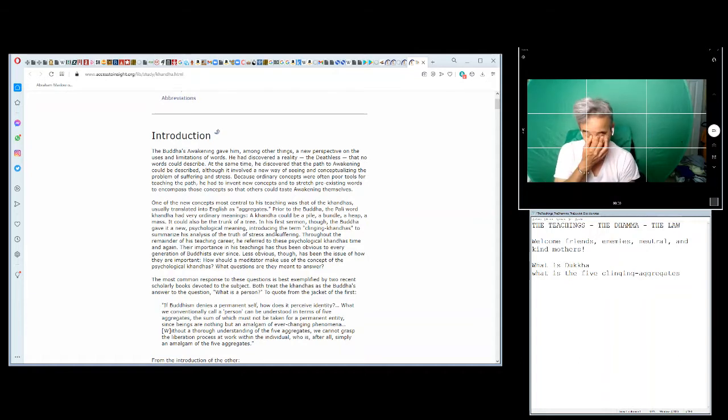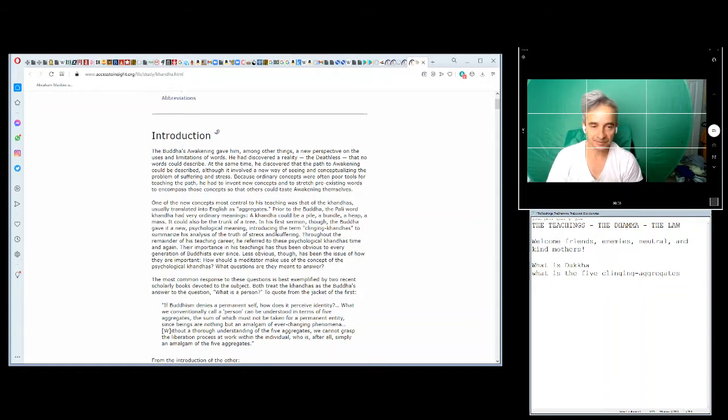So prior to the Buddha, the Pali word khandha had very ordinary meanings. A khandha could be a pile, a bundle, a heap, a mass. Oh, so I would say that common people would use that word, like when you gather wood to build a fire, you might say, gather me a khandha of wood for the fire.